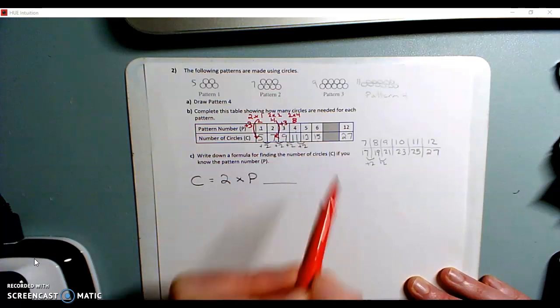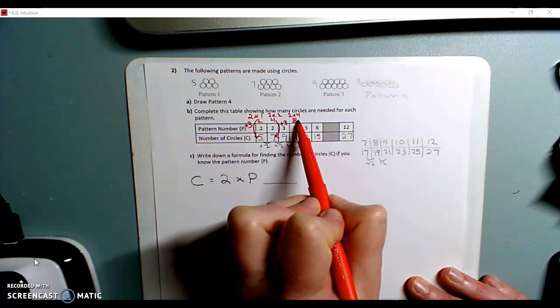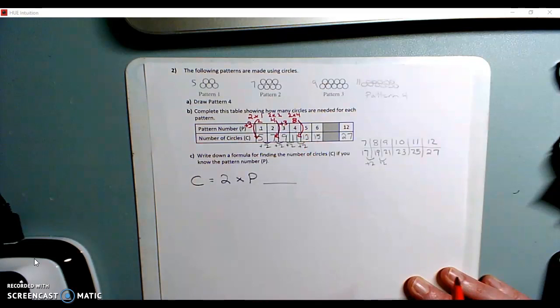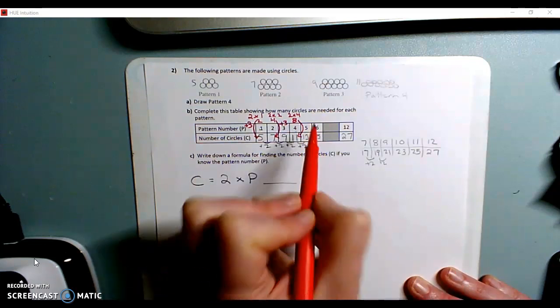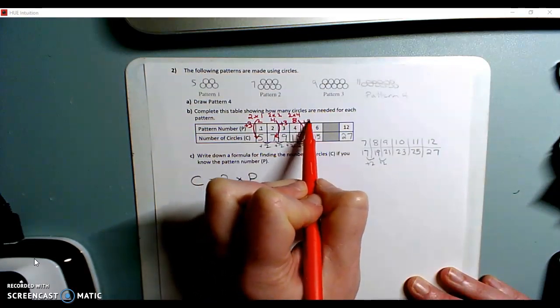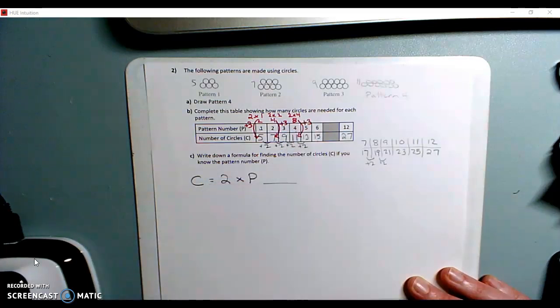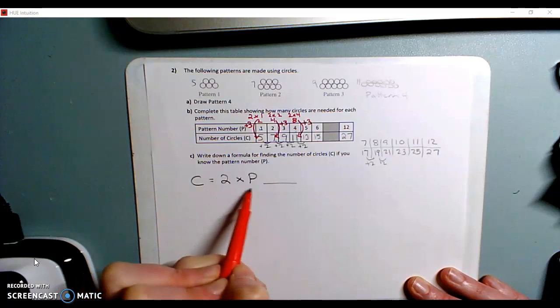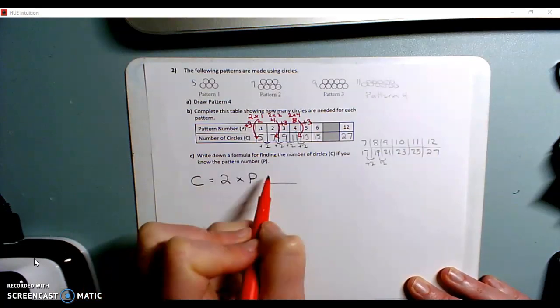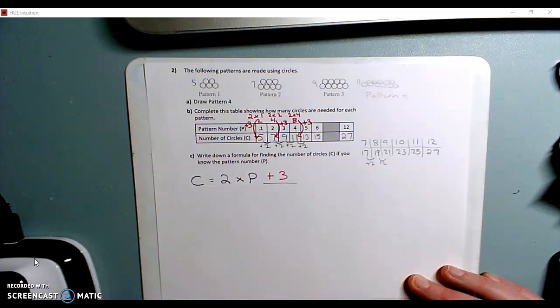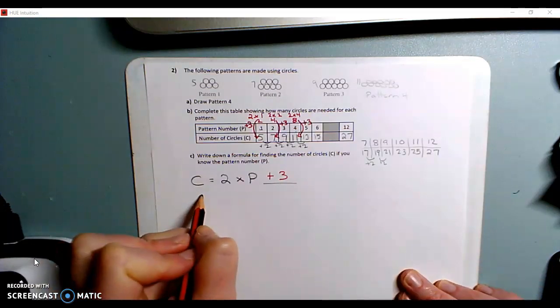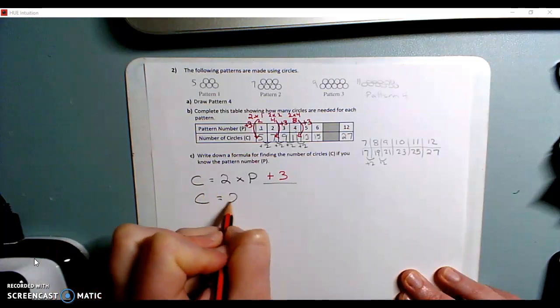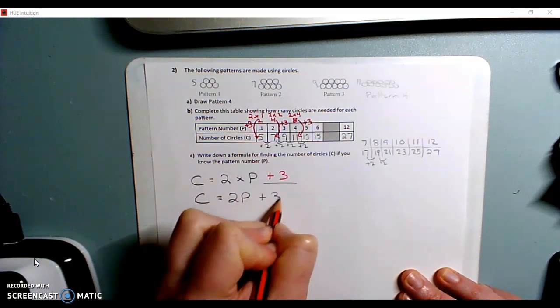Okay, pattern 4, I ended up with 8, but I really had 11 circles. So what's happening here? Well, how do I get from 8 to 11? I add 3. So each time I'm multiplying my pattern number by 2, but then I have to add 3 on to get the circle numbers. So here is my formula. Now let's just simplify this. We can say C equals 2P plus 3.